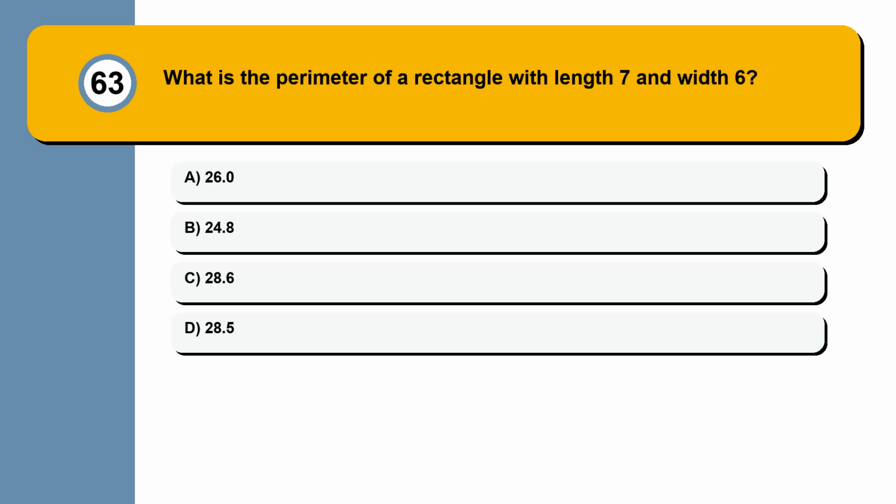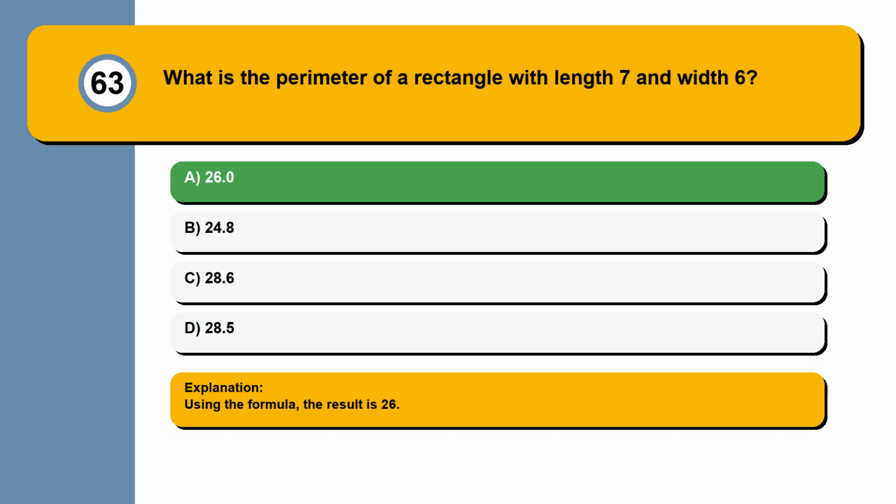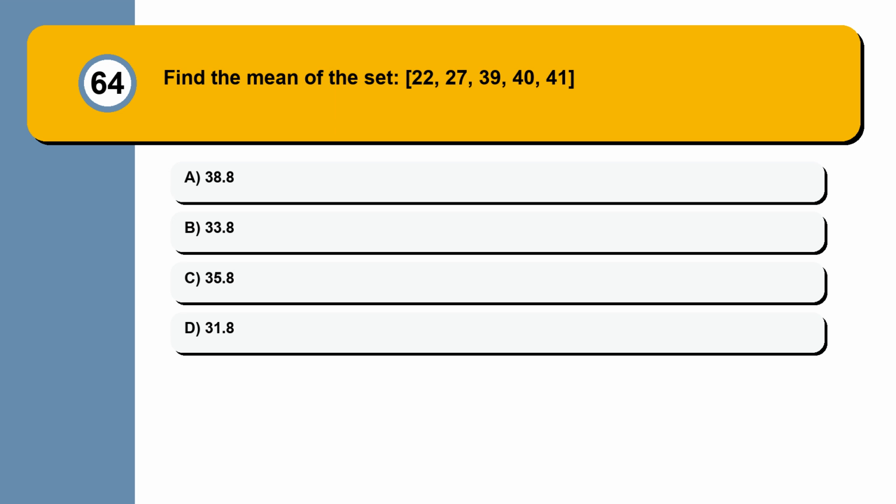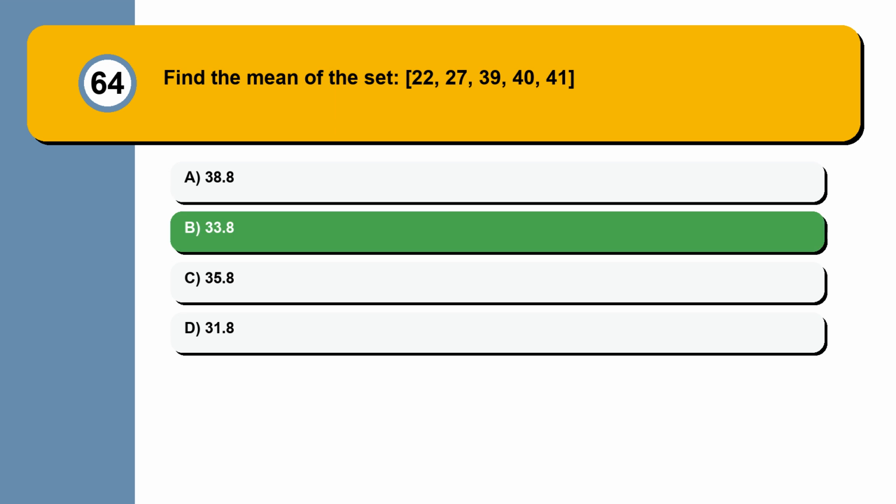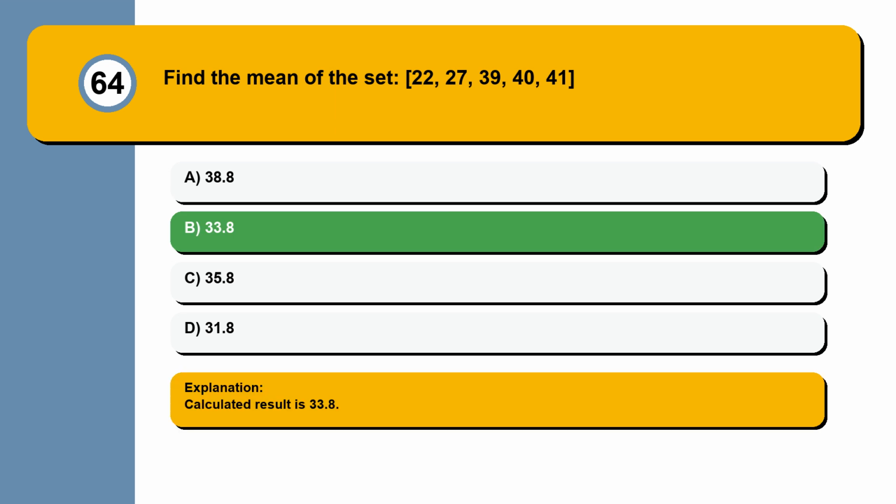Question 63. What is the perimeter of a rectangle with length 7 and width 6? 26.0, 24.8, 28.6, 28.5. Using the formula, the result is 26. Question 64. Find the mean of the set 22, 27, 39, 40, 41, 38.8, 33.8, 35.8, 31.8. Calculated result is 33.8.